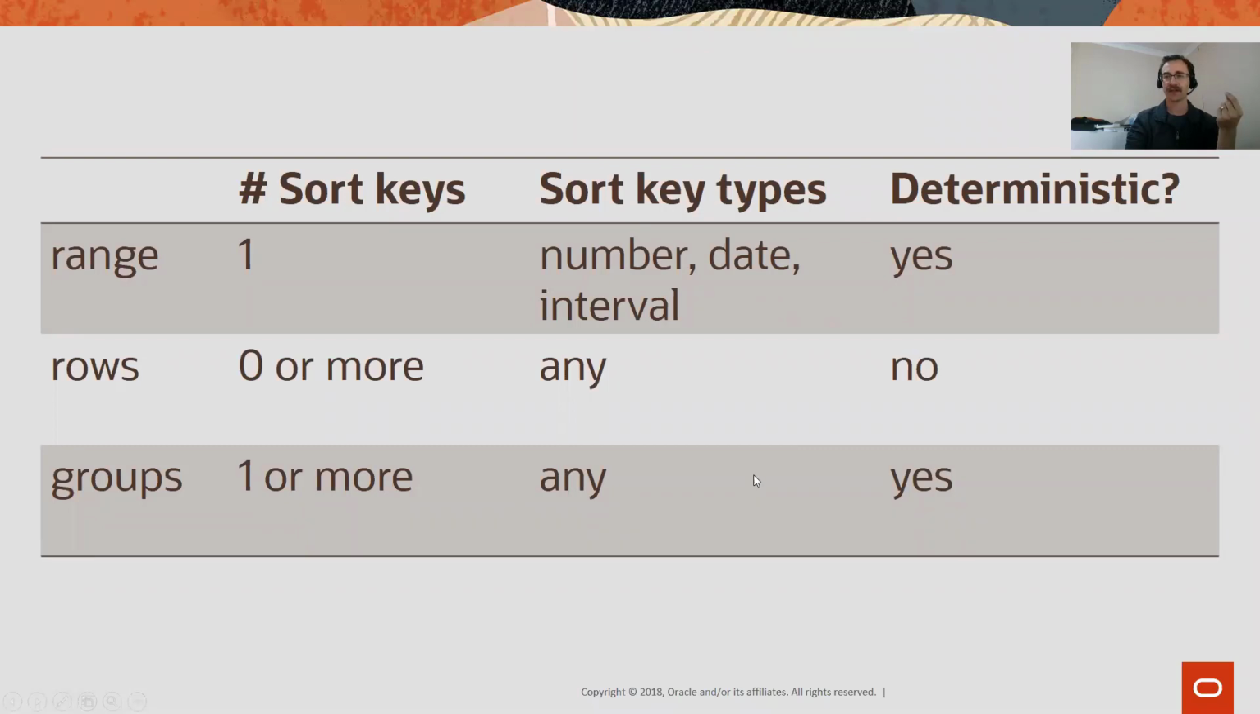Groups is kind of a bit of a hybrid between the two. You can have any number of these, you can have any sort keys, and it is deterministic.